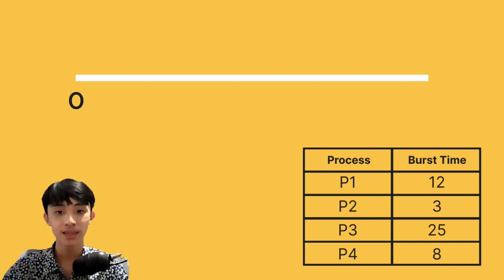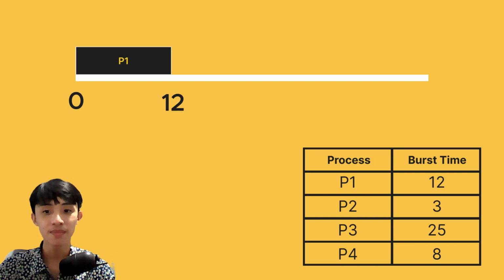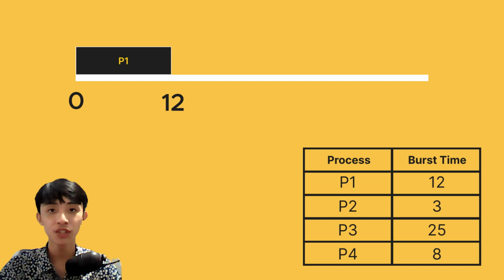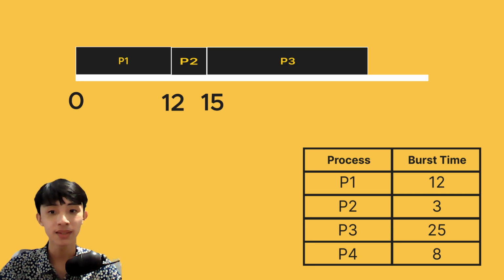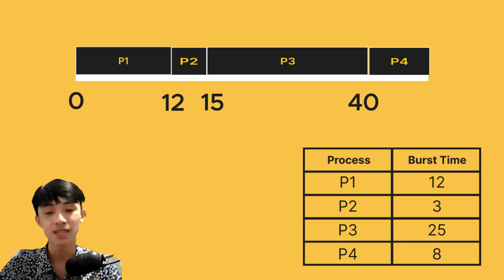P1 is the first in line, so it will run from 0 to 12 because its burst time is 12 seconds. Once it's finished using the CPU, then we start with P2. It uses the CPU for 3 seconds, from 12 to 15 seconds. Then P3 uses the CPU for 25 seconds, from 15 to 40 seconds. Then last in the line is P4, which uses the CPU for 8 seconds, from 40 to 48 seconds.